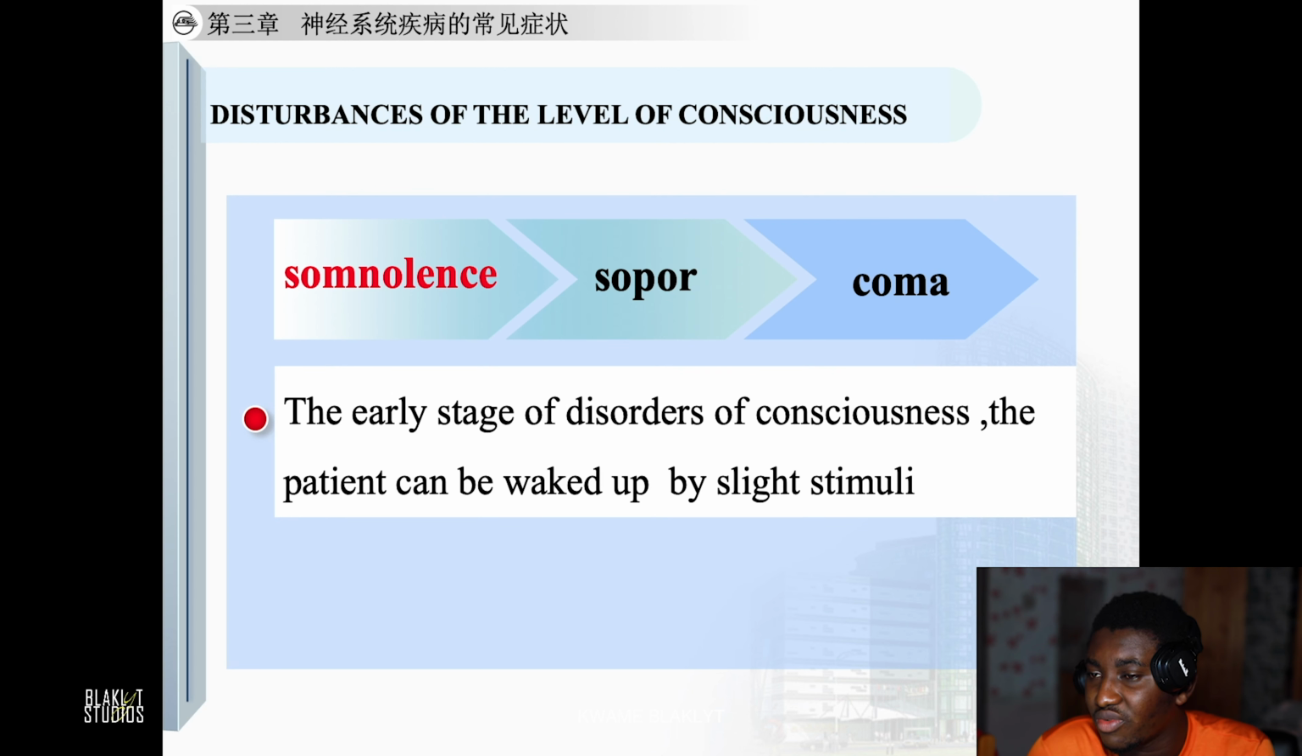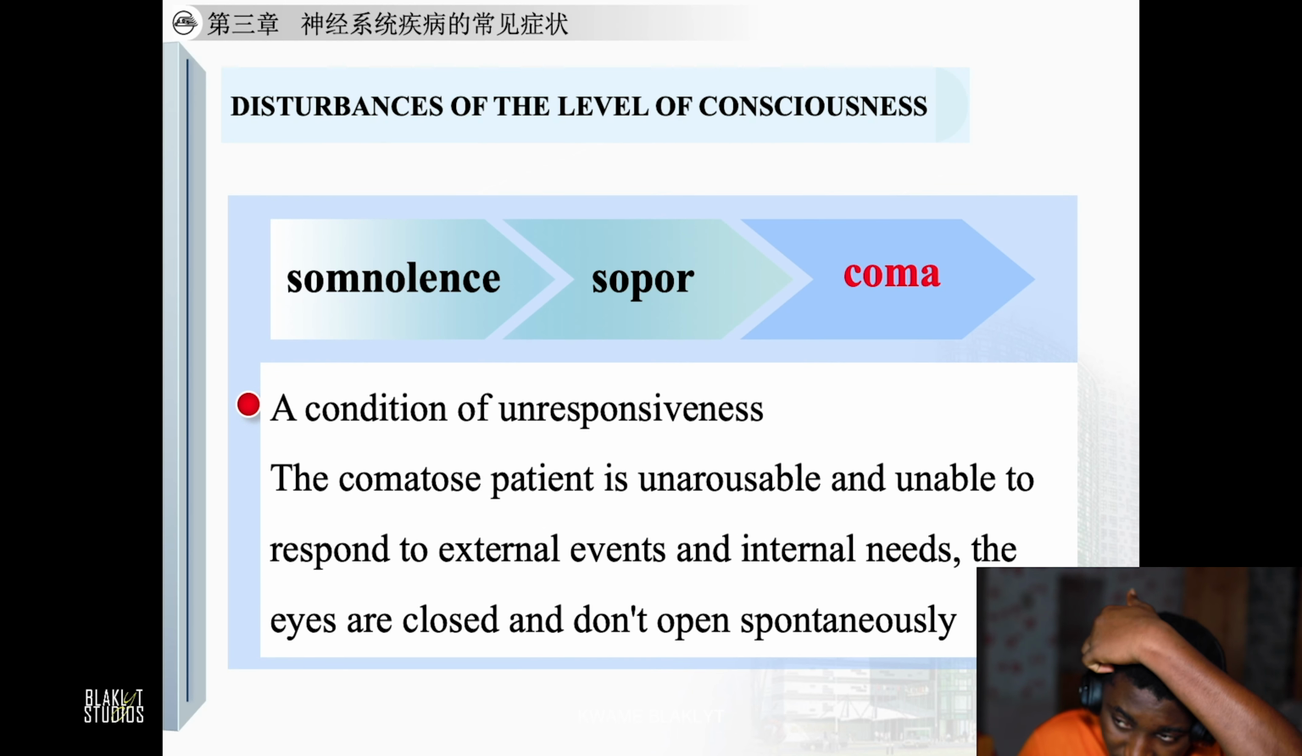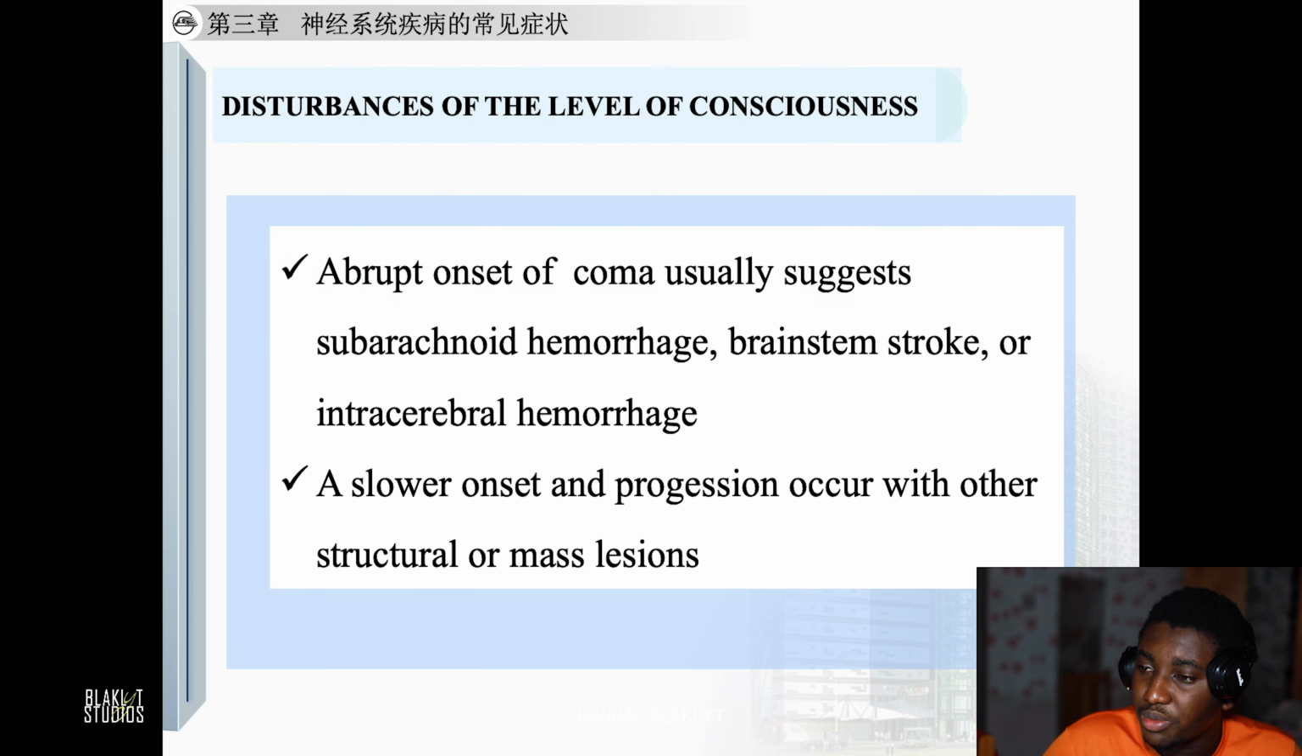So for disturbances of the level of consciousness, we've got 3 of them. Somnolence, the early stage, where the patient can be woken up by slight stimuli. Sopor, in which vigorous stimuli are needed to elicit a response. And coma, where the person does not respond and is unarousable, unable to respond to external events and internal needs. Their eyes are closed and don't open spontaneously. Abrupt onset of coma usually suggests subarachnoid hemorrhage, brainstem stroke, or intracerebral hemorrhage. A slower onset and progression occur with other structural mass lesions.